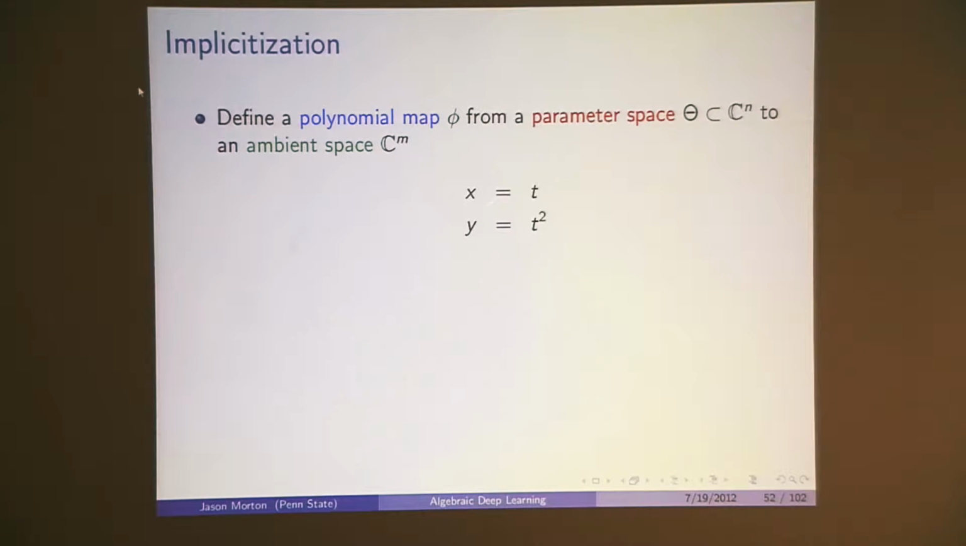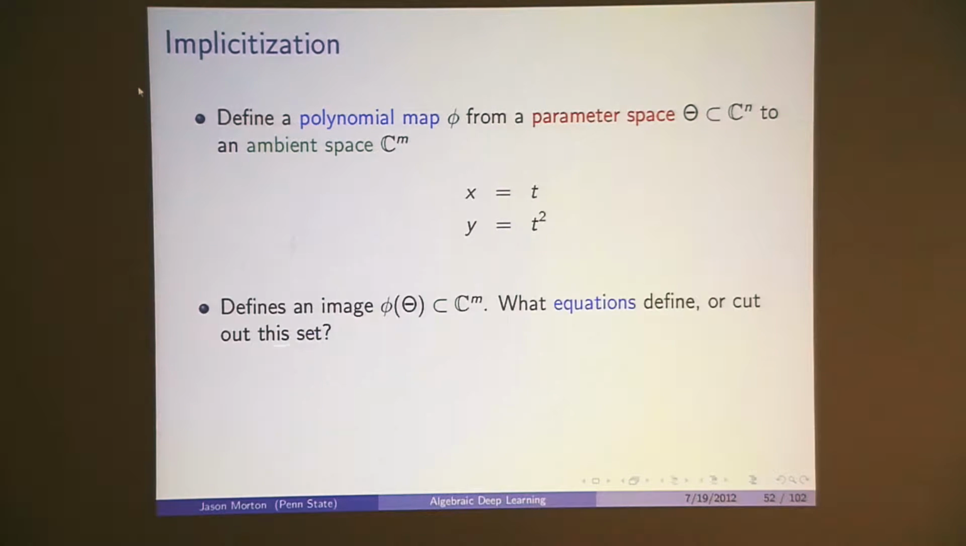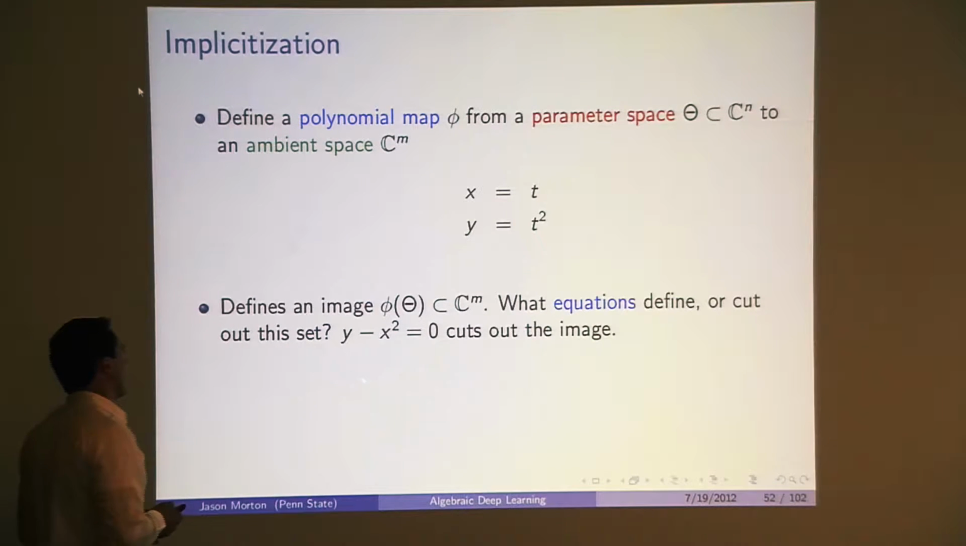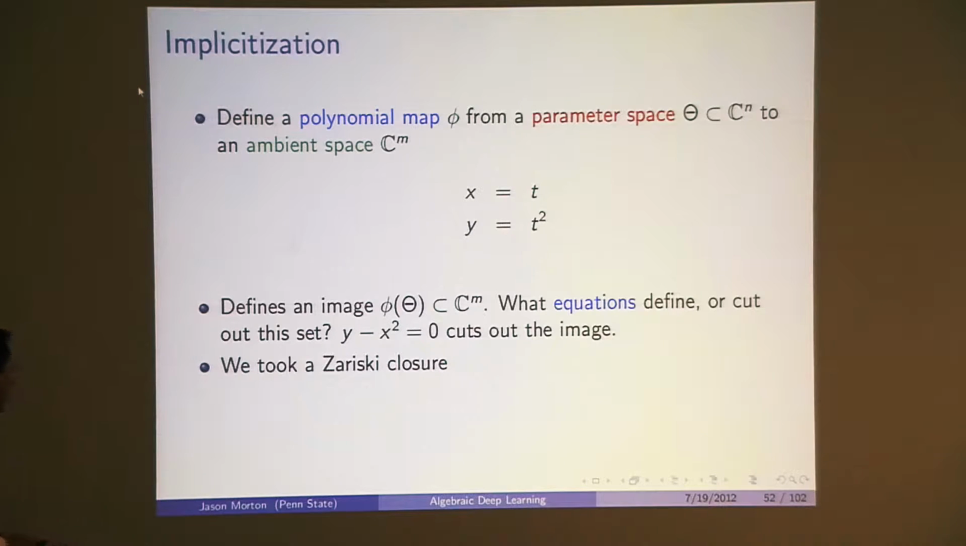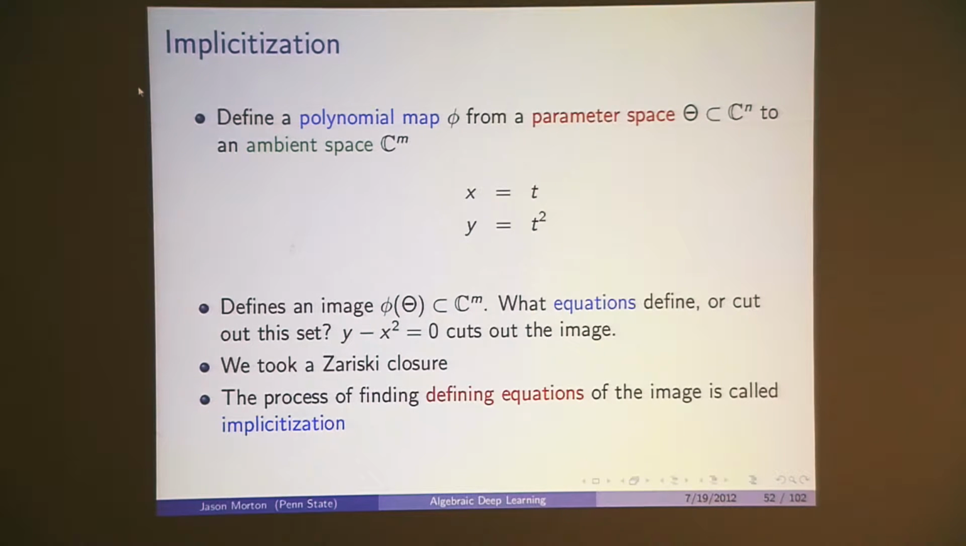Okay. We have a parameter space and we get it into an ambient space. And the example is the parabola. The parameter is t. I can set x equal to t and y equal to t squared. And then this defines an image of this parameter space. And we'd like to know what are the equations that define this set and what are the inequalities that appear. And since this thing sits inside of a simplex, we know there's going to be some kind of inequalities that we're going to need too. But it's even worse than that. There are inequalities that come from the parameterization itself. And y minus x squared cuts out this image. We don't need any inequalities in this case. And so this process is called implicitization.